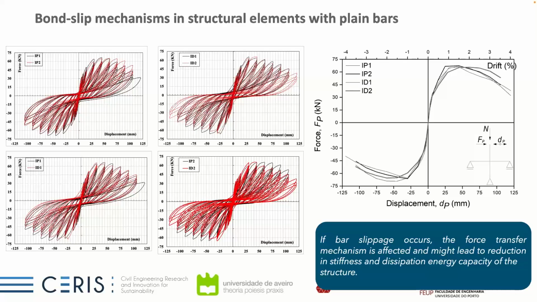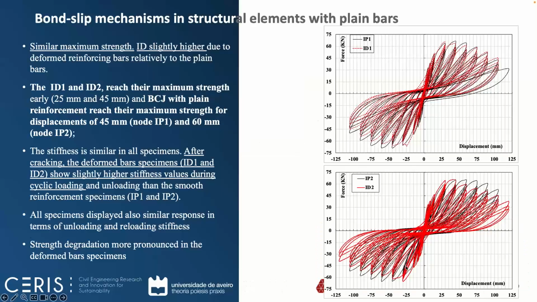Okay, so we can see here global results. We expect that if we have a slippage, the force transfer mechanism is affected and might lead to a reduction of the stiffness and dissipation energy capacity of the structure. This is what we expect. And when we look here to some of the results, I highlight some of the most important results. Of course, there are many other things that we can observe here.